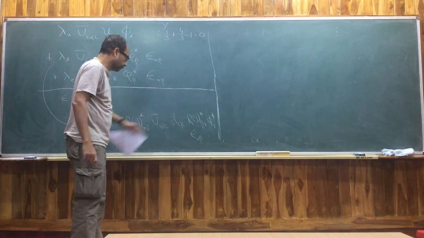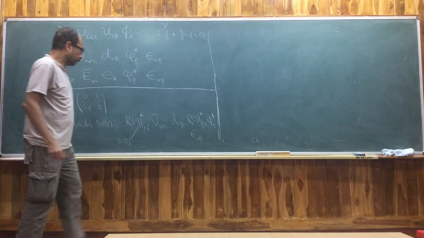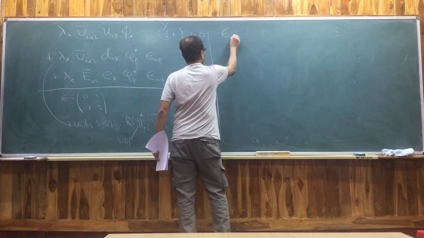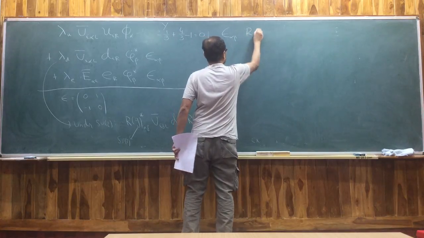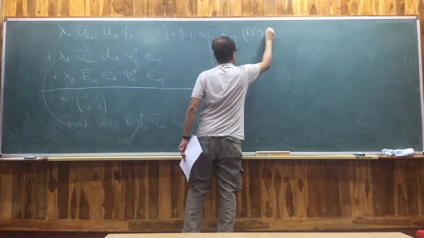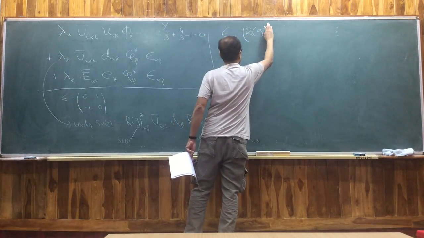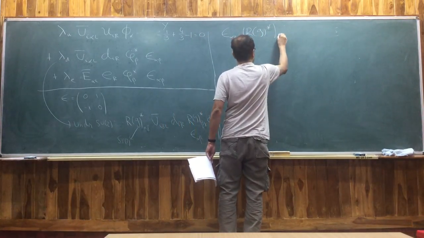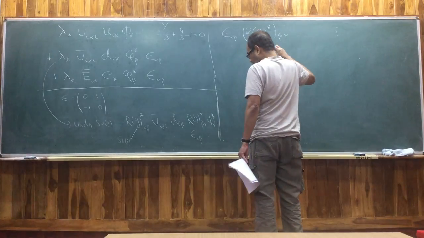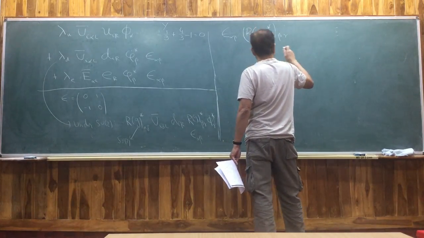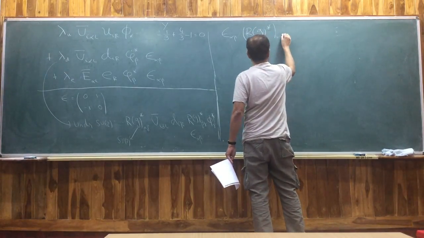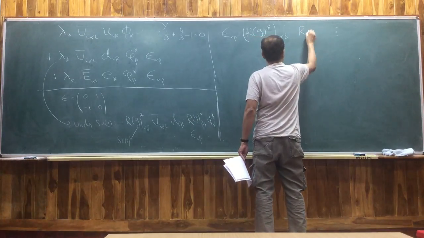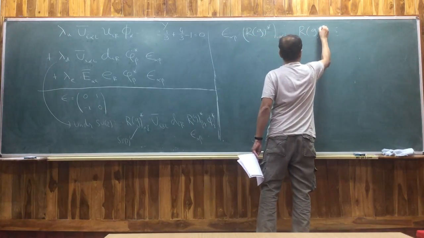Now we have this combination: epsilon alpha beta, RG star alpha delta, RG star beta gamma.